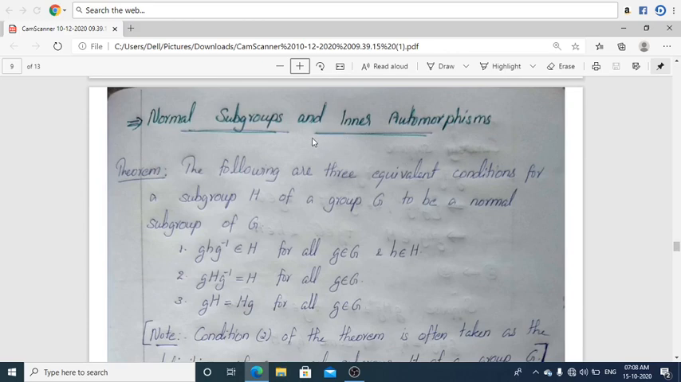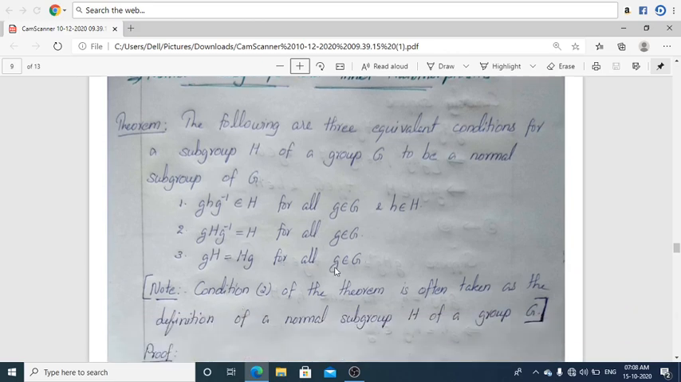Theorem. The following are three equivalent conditions for a subgroup H of a group G to be a normal subgroup of G. First condition: gHg⁻¹ is an element of H for all g element of G and h element of H. Second one: gHg⁻¹ is equal to H for all g element of G. And third one: gH is equal to Hg for all g element of G.